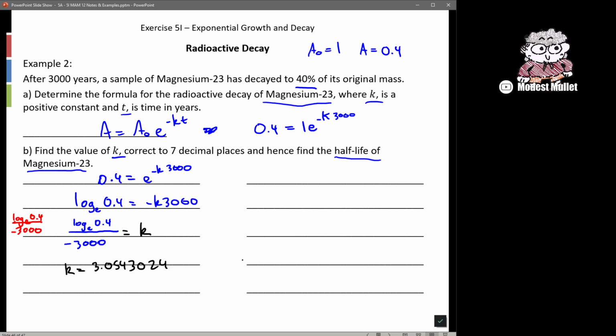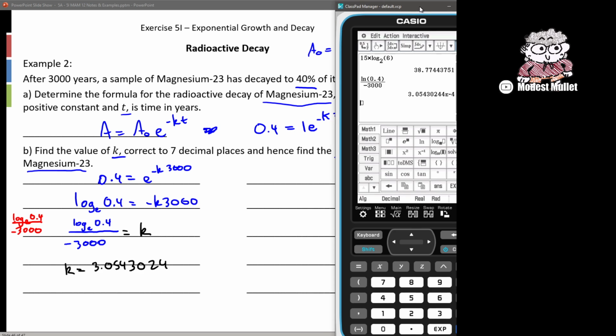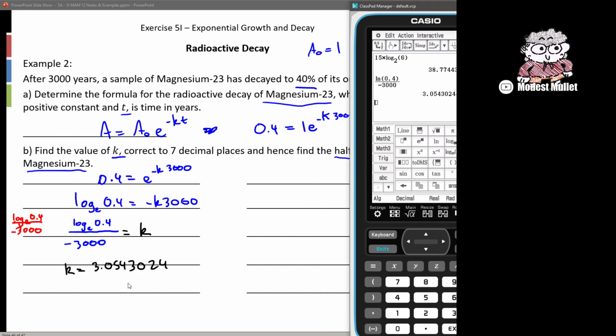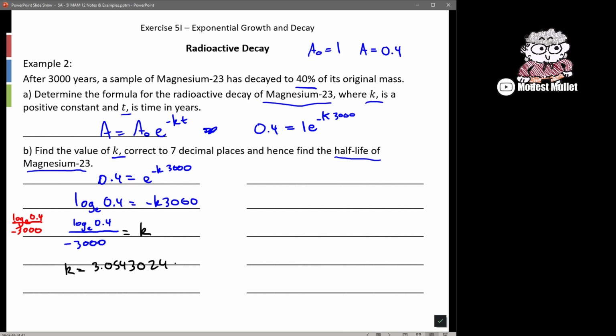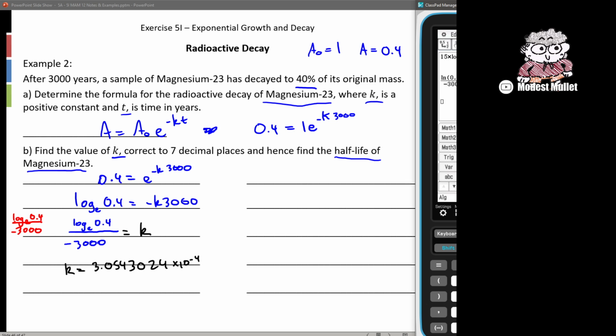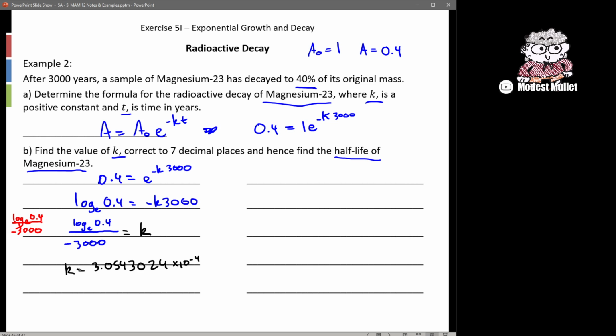And then the calculator says E negative 4. So what's that mean? That's a capital E negative 4. That's actually saying times by 10 to the negative 4. Scientific notation. That's the K value. That's just what it is. It's a parameter.